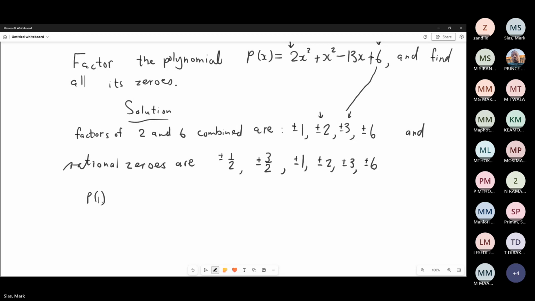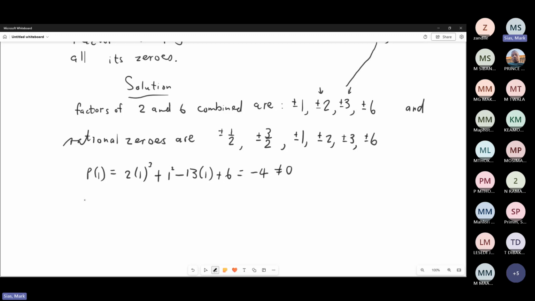P of 1 is equal to 2 times 1 cubed plus 1 squared minus 13 times 1 plus 6. So let's see what this yields. That's minus 7. So it's 2 plus 1 plus 6, it's 9, minus 13, it's minus 4. So it's not equal to 0, right? So 1 is not a root or rational 0 of it, right? Then we can check 2.